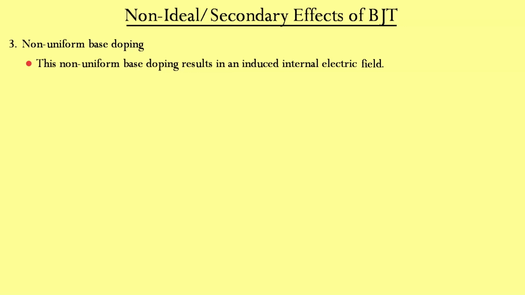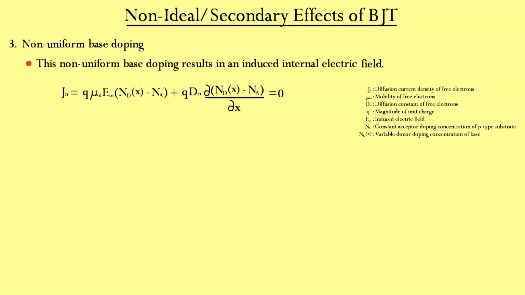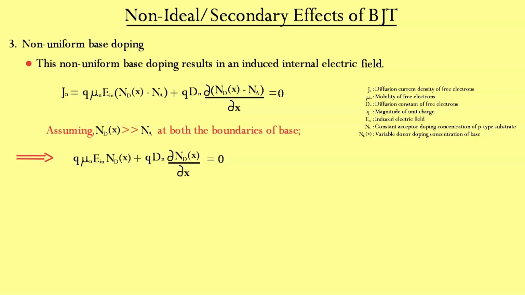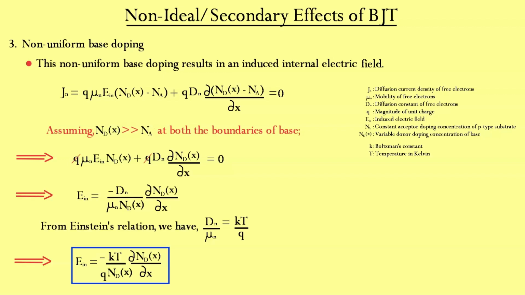The balance of electron drift and diffusion currents at equilibrium requires net current density to be equal to 0. If the net donor doping concentration of the base is large enough to allow the approximation that at both the junctions base doping is equal to diffuse donor doping, then we can neglect acceptor doping concentration of the substrate. Therefore, the approximate value of electric field within the base comes out to be equal to minus Boltzmann constant multiplied by temperature divided by magnitude of charge on an electron into donor concentration into gradient of donor concentration.